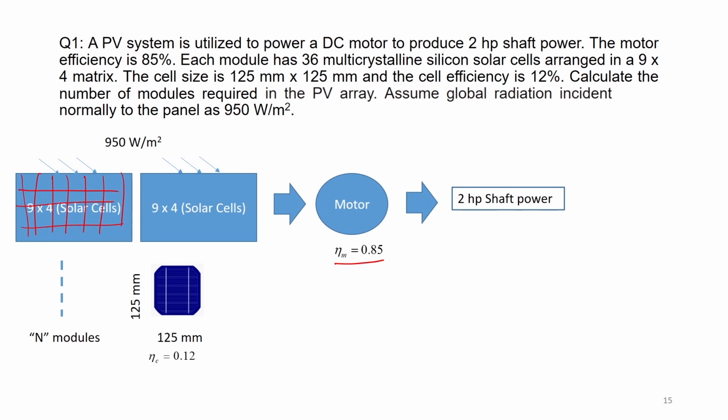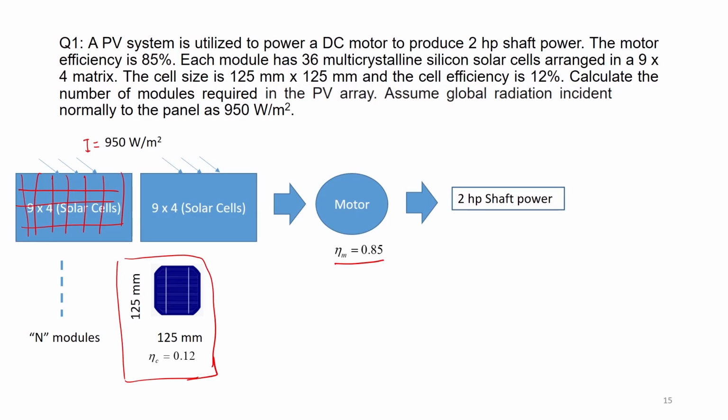The cell size is 125 mm by 125 mm, which is shown here. So for a single cell, size is 125 by 125 mm, and the cell efficiency is 12%. Now, we need to calculate the number of modules required in the PV array, assuming global radiation incident normally to the panel as 950 watt per meter square. So this is nothing but I, which is equal to 950 watt per meter square. In this problem we need to find out the number of modules required to run the motor.